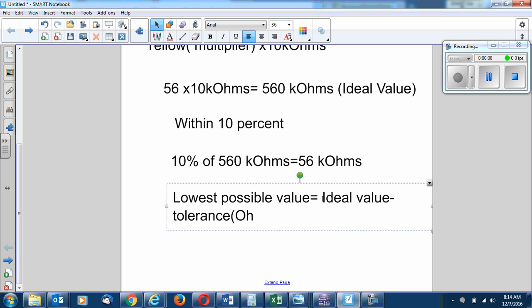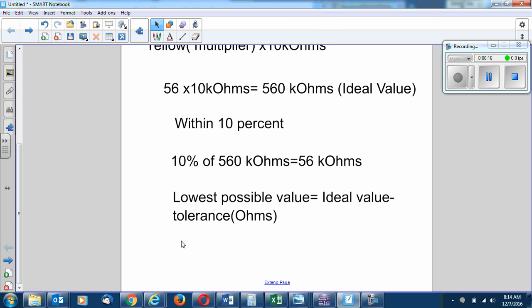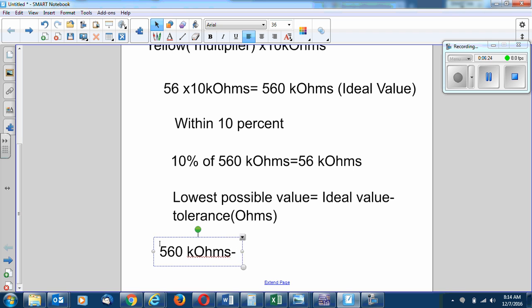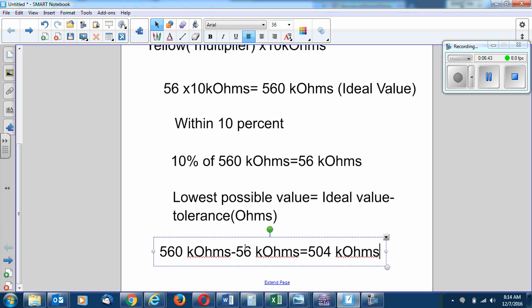Now make sure that your tolerance is in ohms. So that means if it's 10%, you already have to find 10% of 560 kilo ohms. It's not in percent. So let's actually do that. This is 560 kilo ohms minus 56 kilo ohms, and I'm going to end up with 504 kilo ohms. So that would be my lowest possible value.